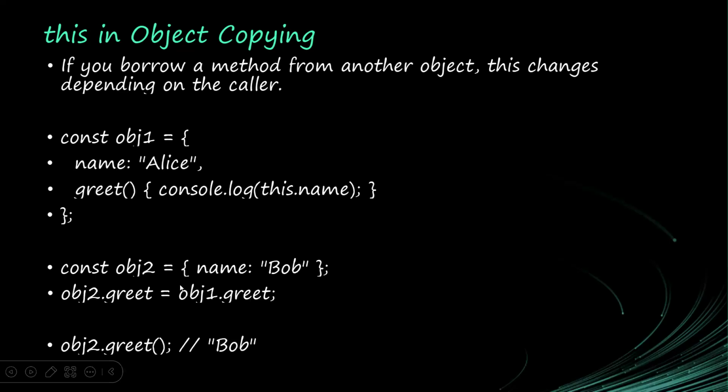So in this case, we have object 2 and object 1. Object 2 has a greet method and we are assigning it to the object 1 method. But the this keyword was created in object 1, and the this keyword does not work like that. The value of the this keyword doesn't depend on where it is created. It depends on who is calling. So in this case, we are saying object2.greet. Who is calling this greet function now? It is object 2, and the name will be Bob instead of Alice. Okay.